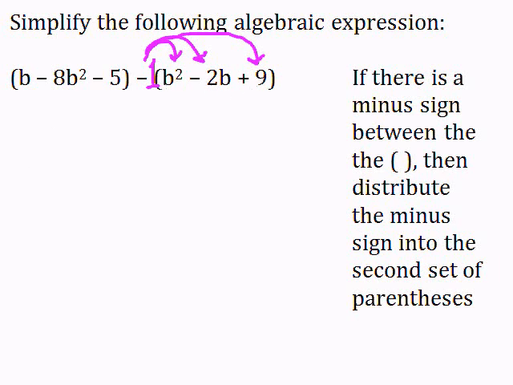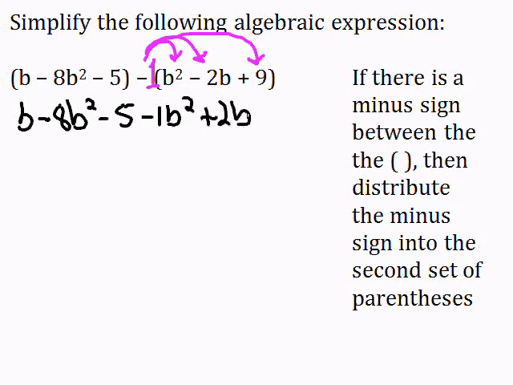Let me show you. For the first set, there's nothing outside of the parentheses, so there's really no reason to have them there. So I'm just going to rewrite the first set of parentheses, dropping the parentheses off. Now, the negative 1 is going to distribute, giving us a minus 1b squared, or just minus b squared. Negative 1 times negative 2b is going to be a positive 2b. And negative 1 times positive 9 is going to be a negative 9.